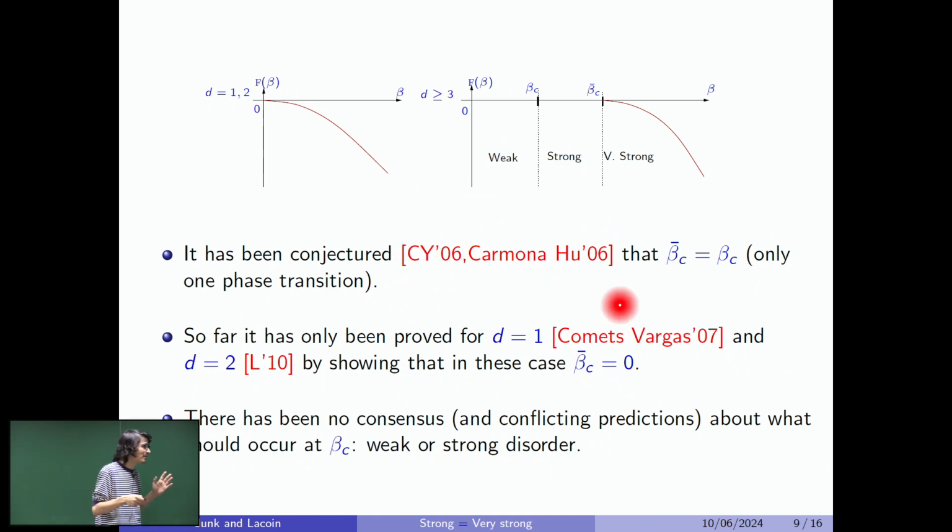But it has been conjectured by the people that introduced these quantities that in fact the 2 critical points are equal, and that you have only one phase transition from weak disorder to very strong disorder. But this has remained so far a conjecture, except in dimension 1 and 2. Remember that in dimension 1 and 2, I told you that you have strong disorder for every beta. But it has been further shown by Comets and Vargas in dimension 1 and by myself in dimension 2 that you have, in fact, very strong disorder at every temperature.